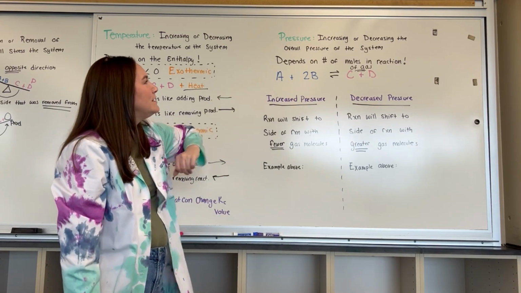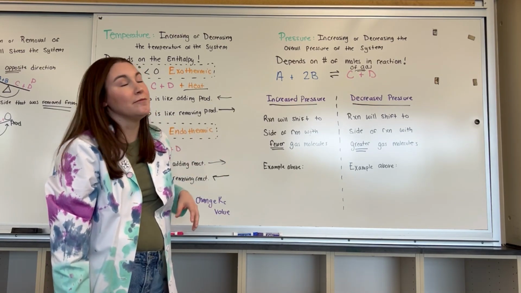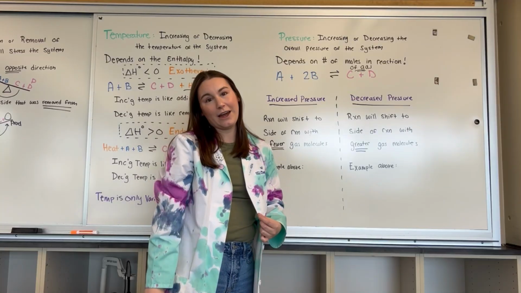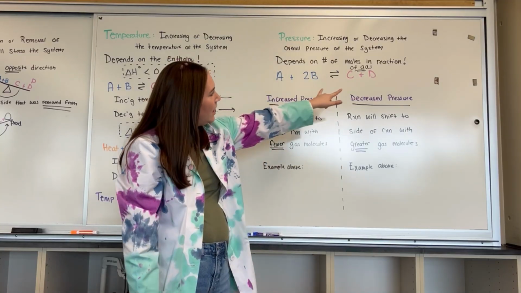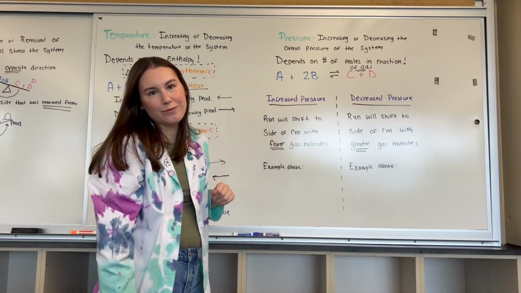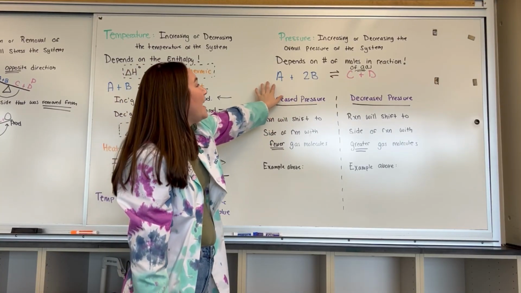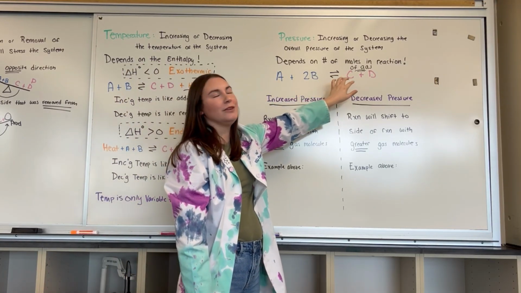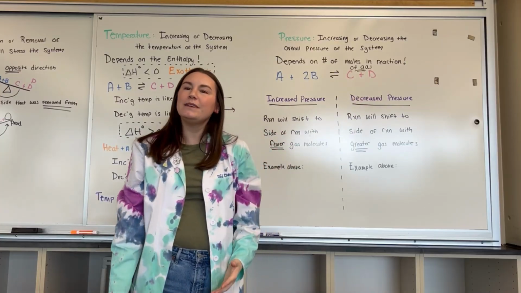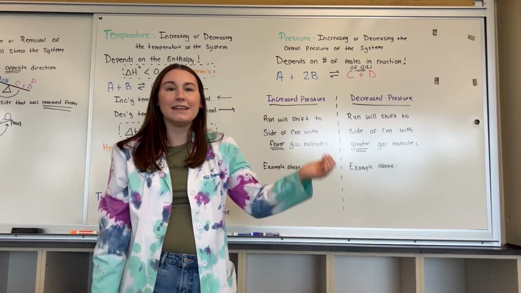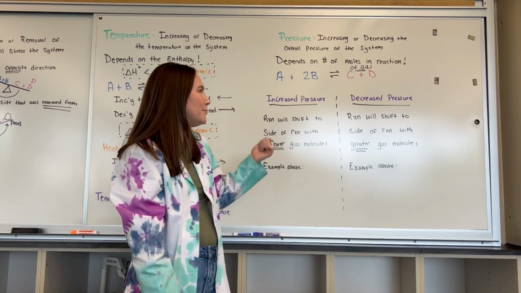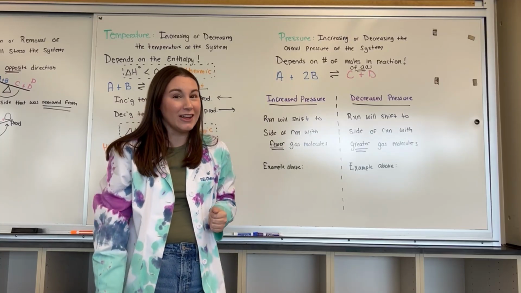Okay, so this is specifically going to be dependent on the number of moles of gas on either side of the reaction. So I've amended our A plus B in equilibrium with C plus D, mainly so I can show this off a little bit more. I now have A plus 2B in equilibrium with C plus D because we need to be able to count the number of moles of gas. Let's assume that in this example, A, B, C, and D are all gases.